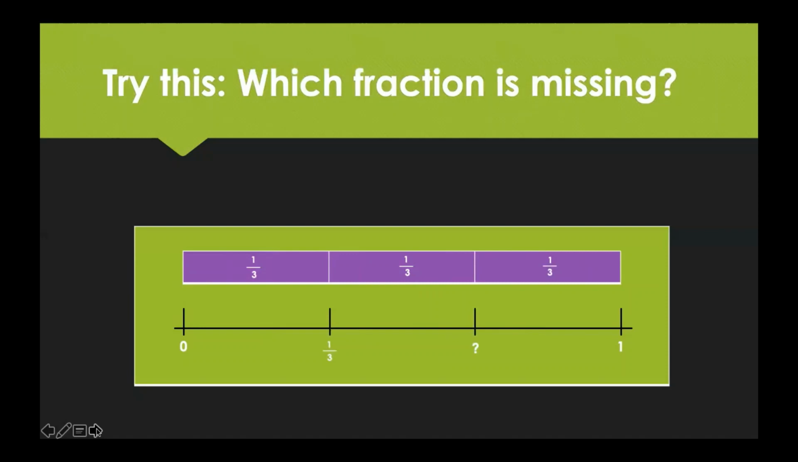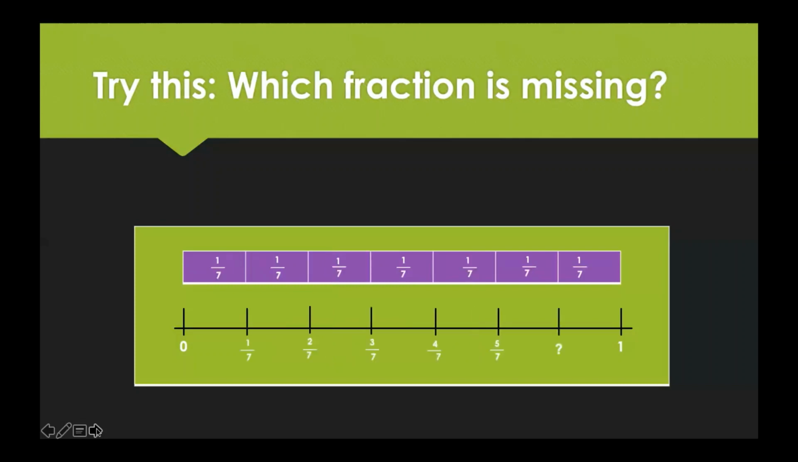Again, it is important to count the number of equal spaces on the number line. That will indicate your denominator. On this number line, there are 3 equal spaces. My denominator will be 3. My numerator, 0, 1/3, 2/3. You are correct. The missing fraction on this number line was 2/3.